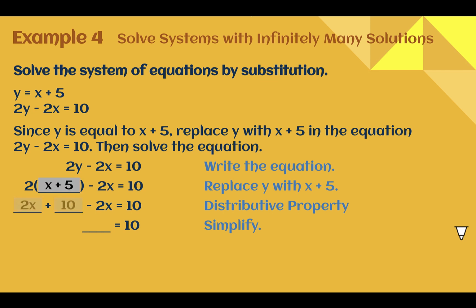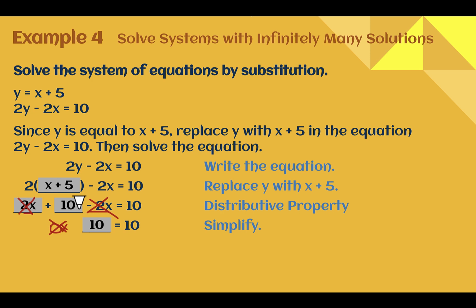Distribute it out, we get 2x plus 10 minus 2x. When we combine like terms, we have 2x minus 2x. Positive 2x minus 2x gives us 0 x's. It's gone. And we're left with 10 equals 10. When our variable was eliminated, we had two options. We have infinite solutions or we have no solution.